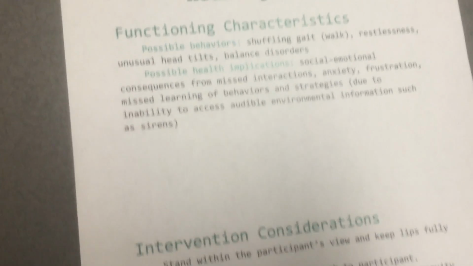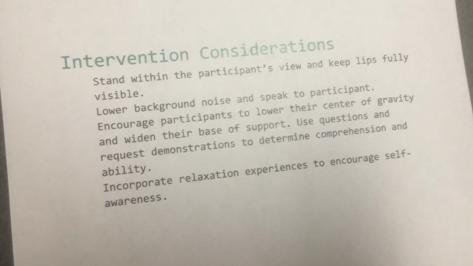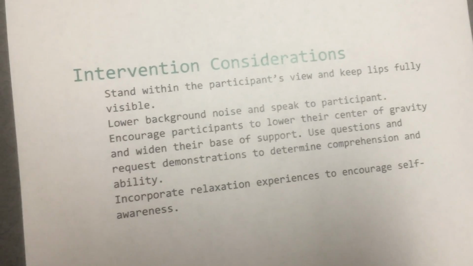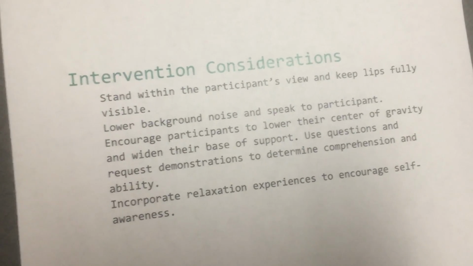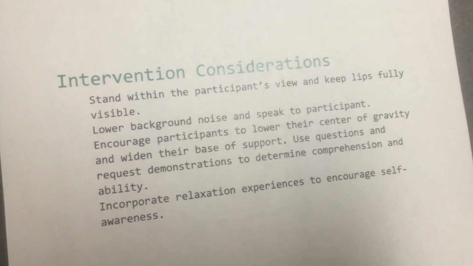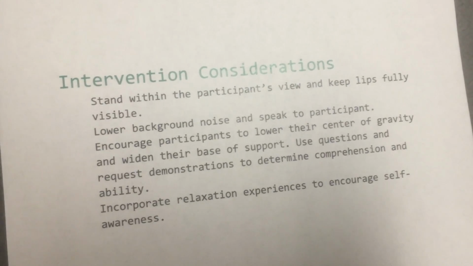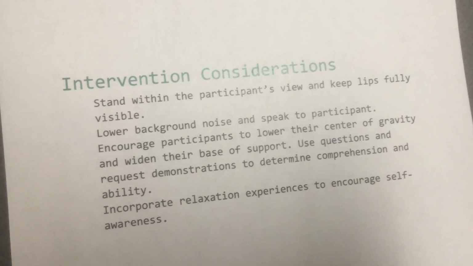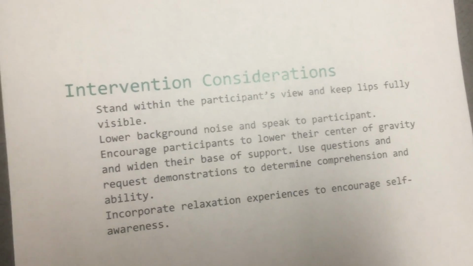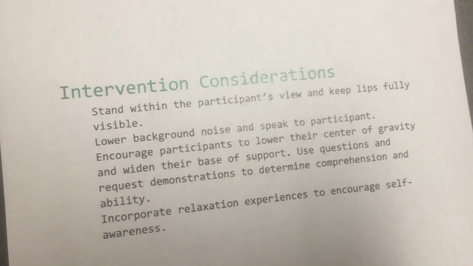such as sirens. Some intervention considerations with clients with hearing losses is that it's really important to stand within the participant's view and to keep your lips fully visible. It's important for you to speak clearly, but make sure that they are able to see your lips, because they might be able to read lips as long as they can see them. And it's really important to lower the background noise when you're talking to them, and it's especially important that you speak to the participant and not to their interpreter.